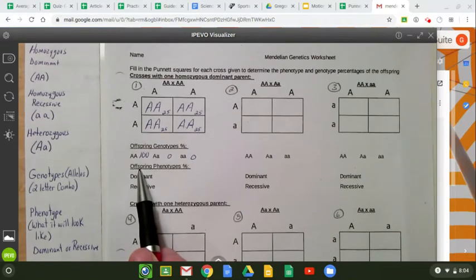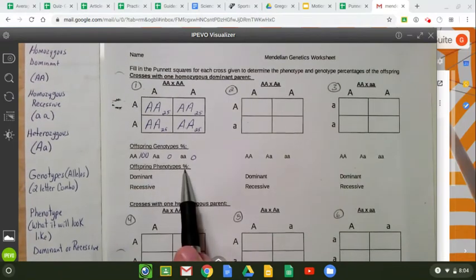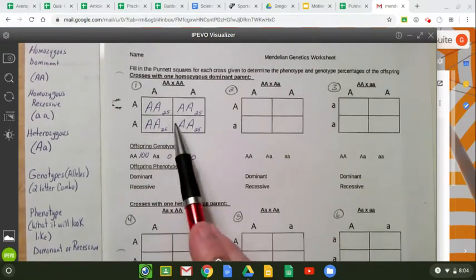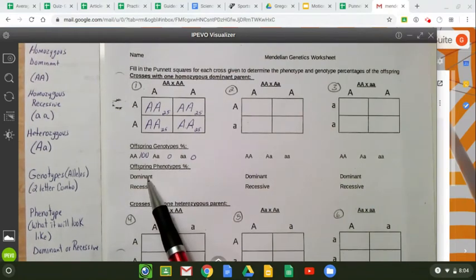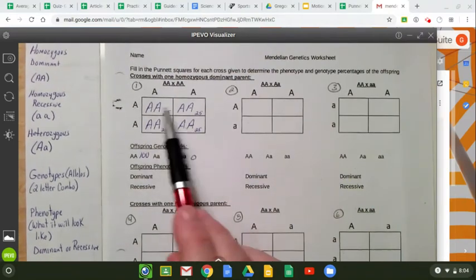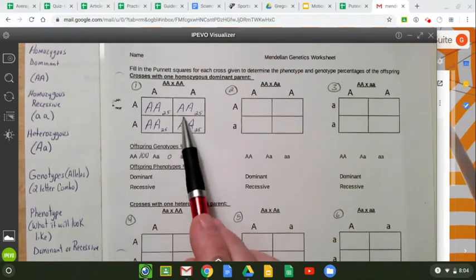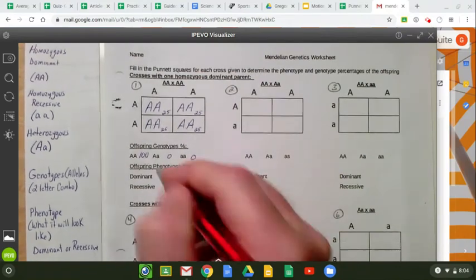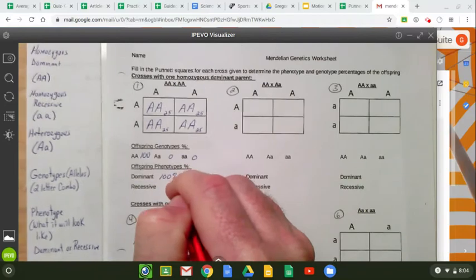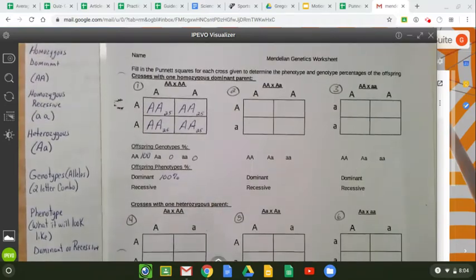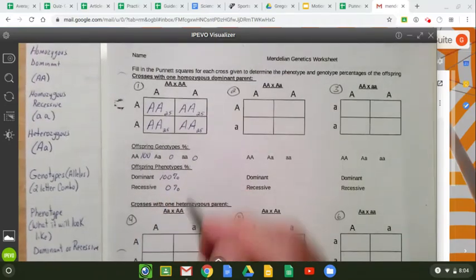Now, offspring phenotype percentage. What percentage of their offspring is going to be dominant? Well, let's take a look. All right, in each square there's at least 1 capital letter represented. Therefore, we see in this square 100% dominant, 0% recessive.